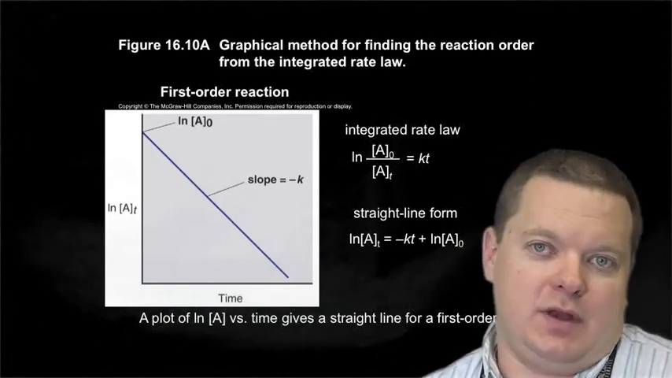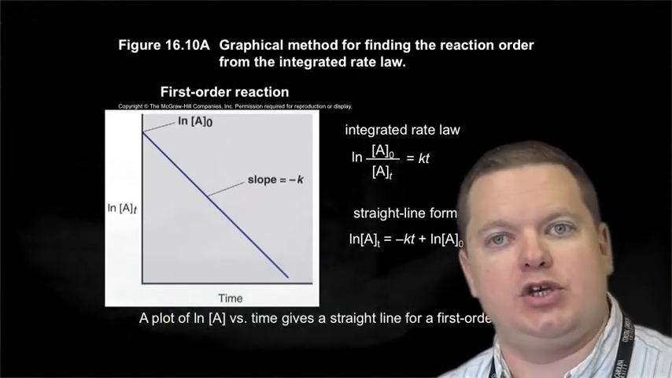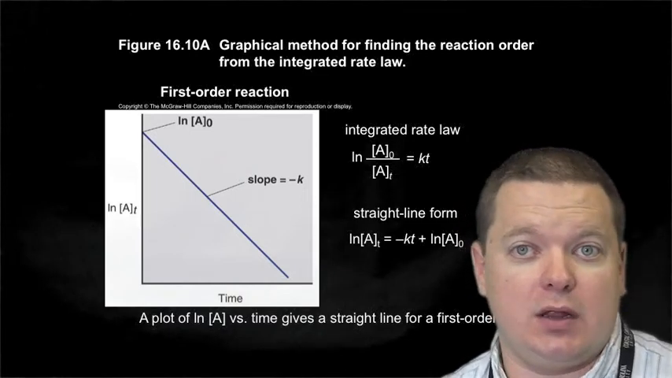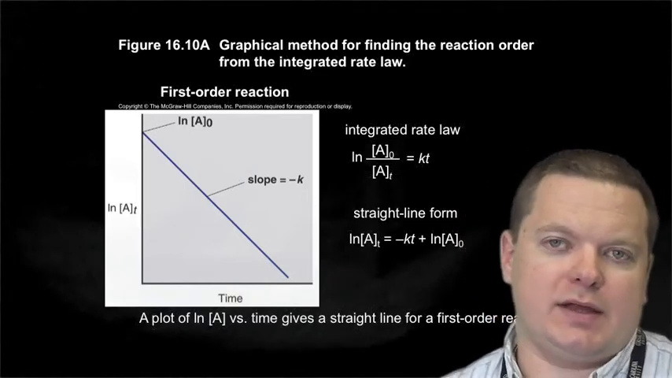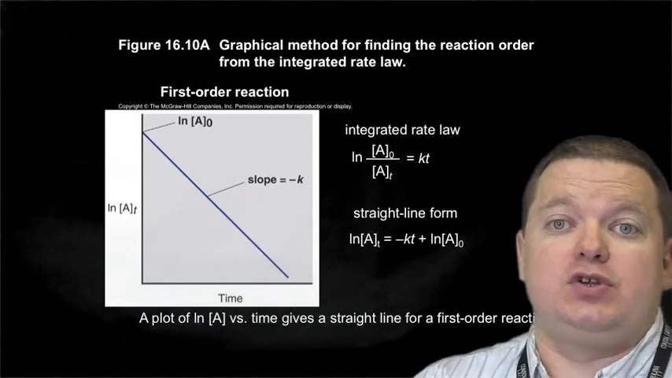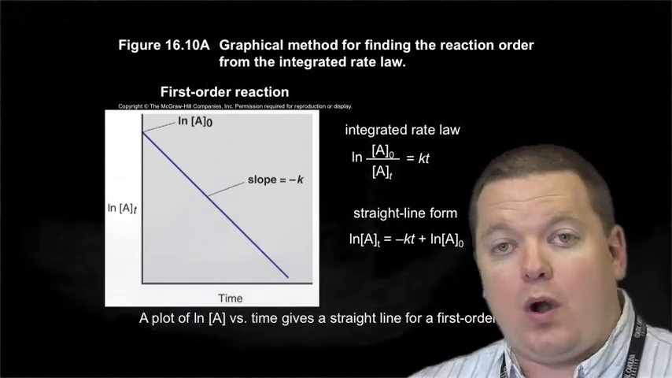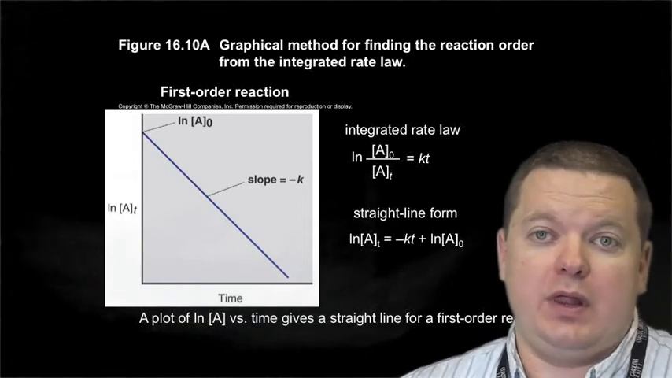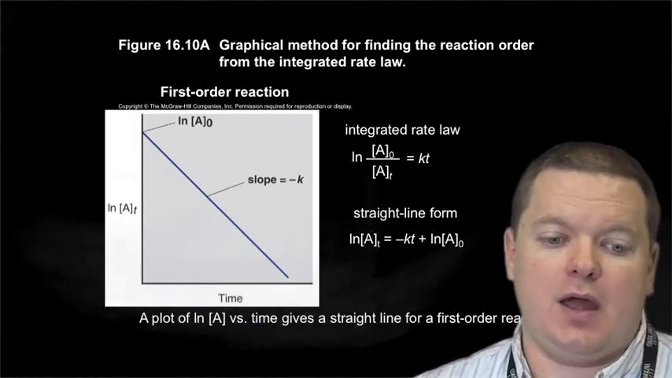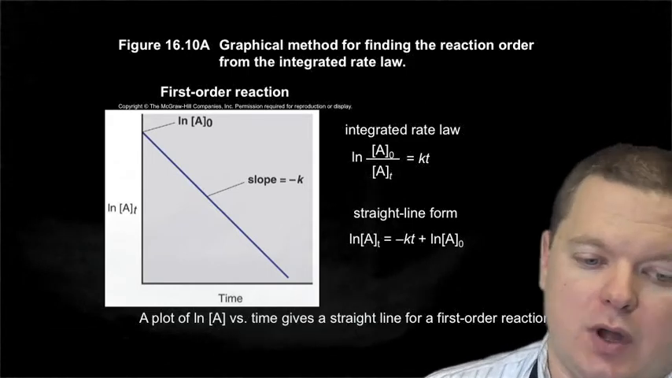So if we graph the natural log of our concentration versus time and get a straight line, that means the reaction is first order with respect to that reactant. Or if we know it's first order, we can relate its concentration at any given time using this straight line equation.